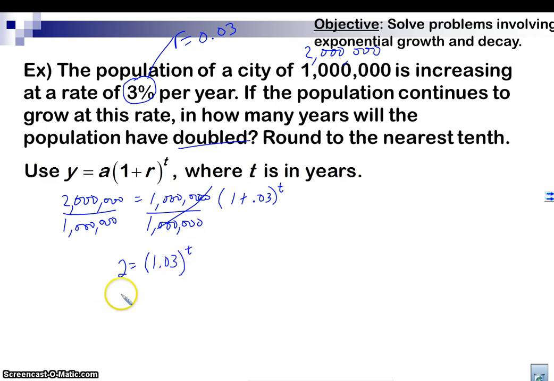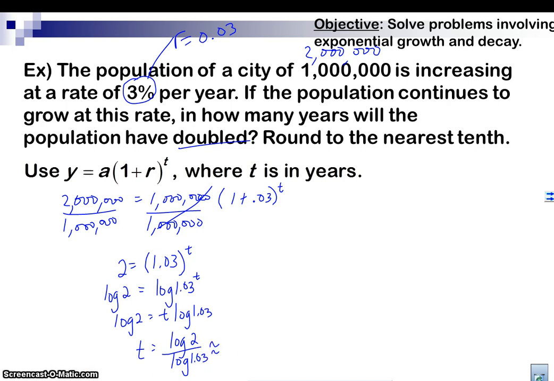All right. Okay, let's take the log of both sides. So log 2 equals log 1.03 to the t. So log 2 equals t log 1.03. Divide both sides by log 1.03. So log 2 over log 1.03, and that will be in my calculator. It will give me 23.4. It says round to the nearest tenth, so we'll leave it at 23.4 years.